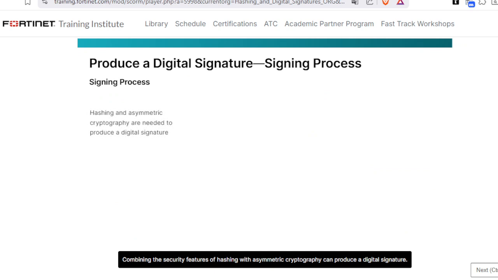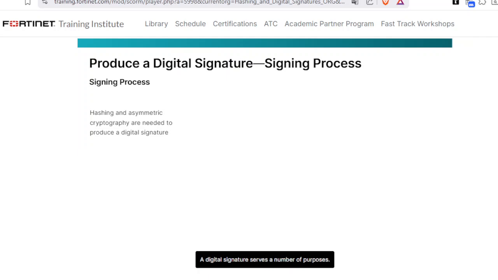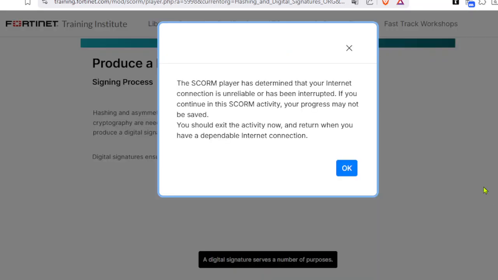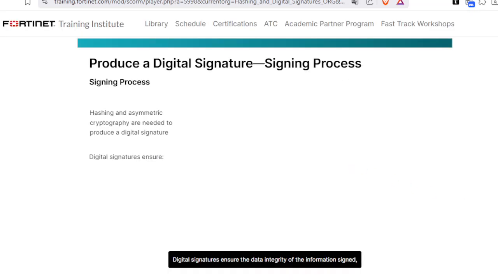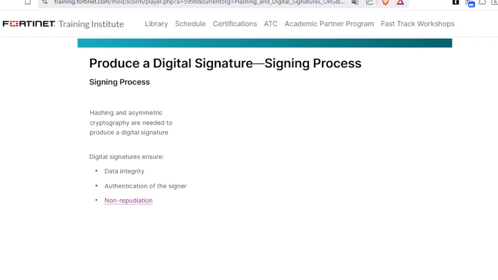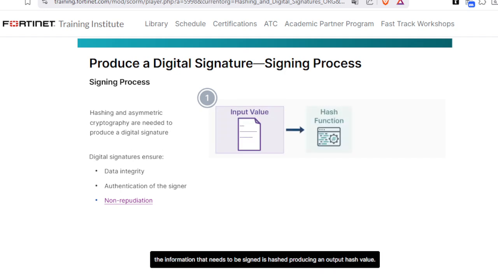Combining the security features of hashing with asymmetric cryptography can produce a digital signature. A digital signature serves a number of purposes. Digital signatures ensure the data integrity of the information signed, authenticate the person or thing that signed the information, and support non-repudiation. In the first step of the digital signing process, the information that needs to be signed is hashed.